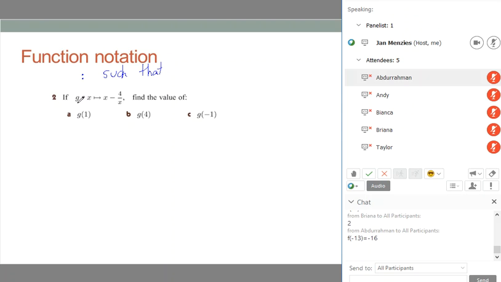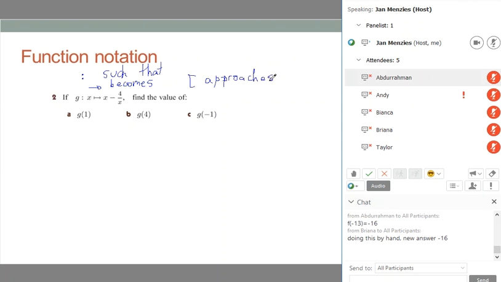Okay, so the function g such that x becomes. So that arrow, I'm reading it as becomes. In other contexts, it can be read as approaches. So isn't that a bit confusing? Our symbols, just like the English language, have more than one interpretation.